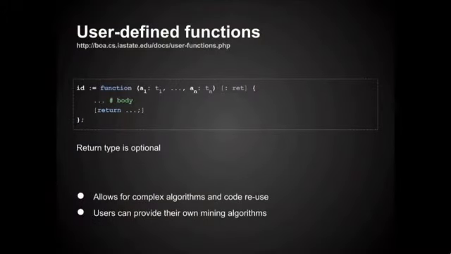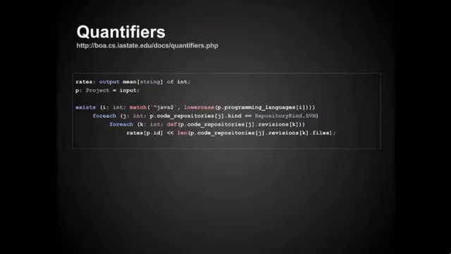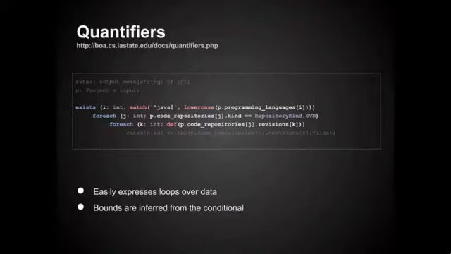So in general, user-defined functions take this form. The return type is optional, and essentially the idea is to allow some other complex algorithms to be encoded. Next are quantifiers, and this was essentially your question earlier, Rustam. Quantifiers are essentially the same as in mathematics, and this allows us to easily express loops over data, and bounds are inferred from the conditionals.